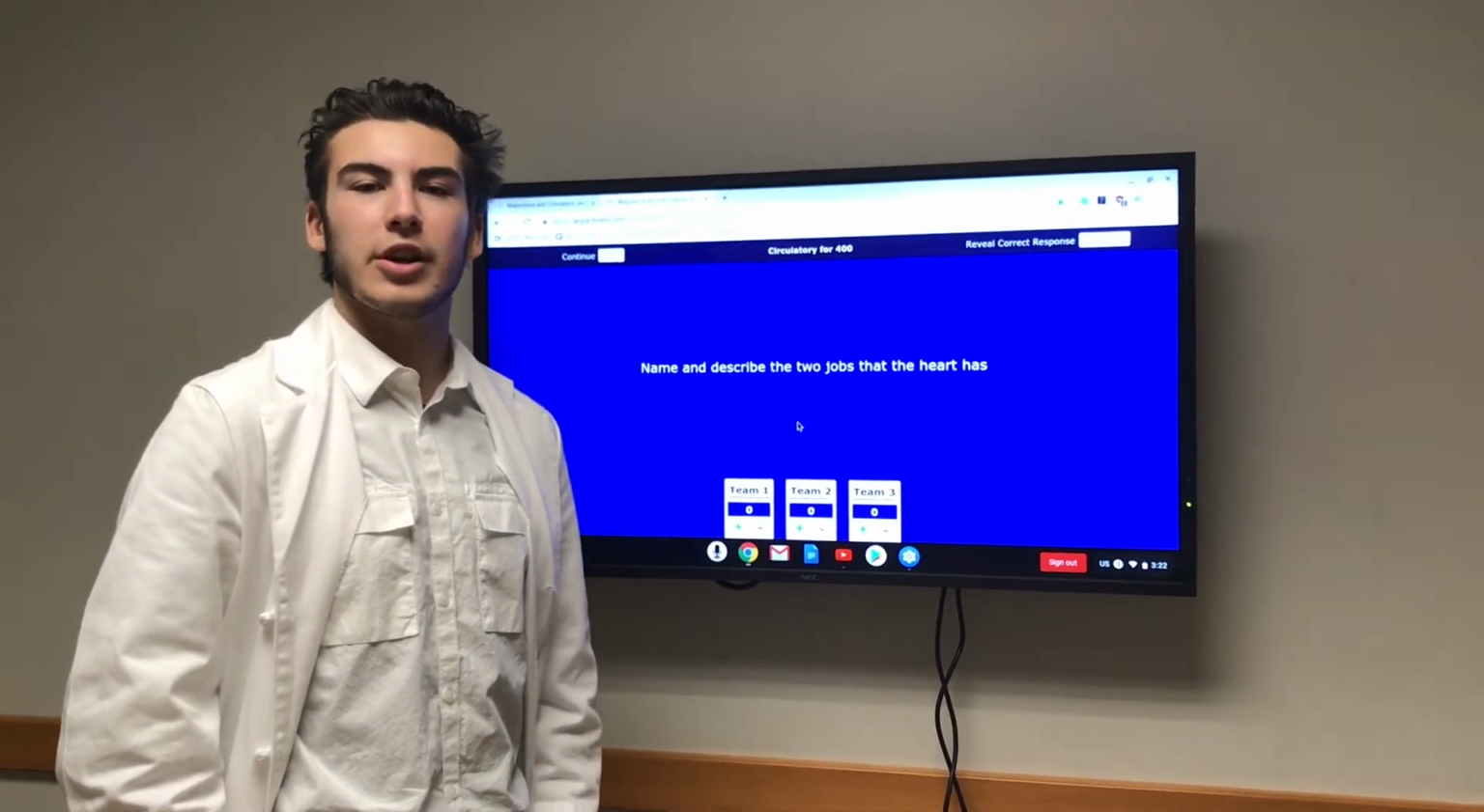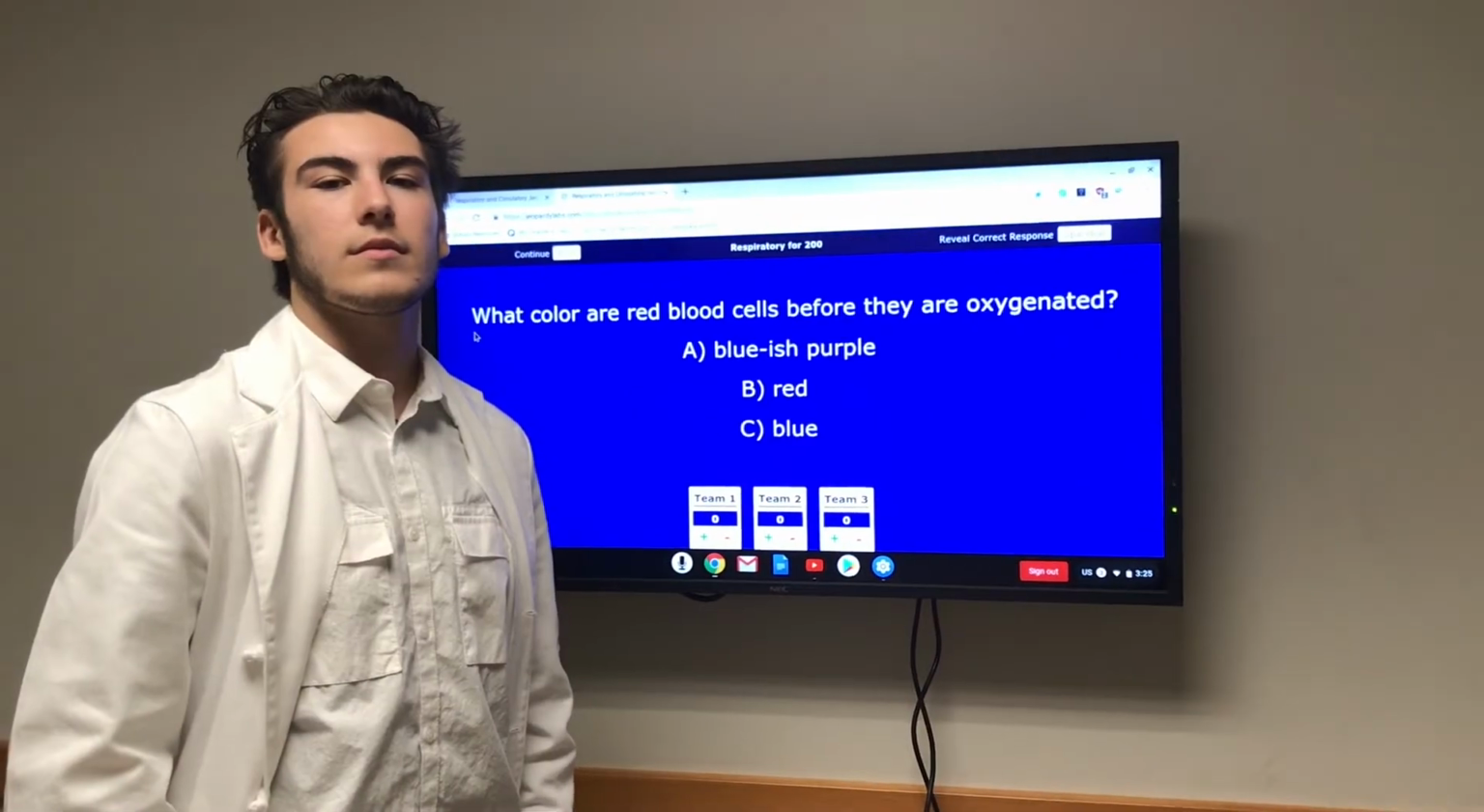Name and describe the two jobs of the heart. There are two jobs the heart does. The first one is the pulmonary circuit, which provides blood flow between the heart and the lungs, and the systemic circuit allows blood to flow to the rest of the body. But then the coronary circuit strictly provides blood to the heart. That is correct. I'll take respiratory for 200.